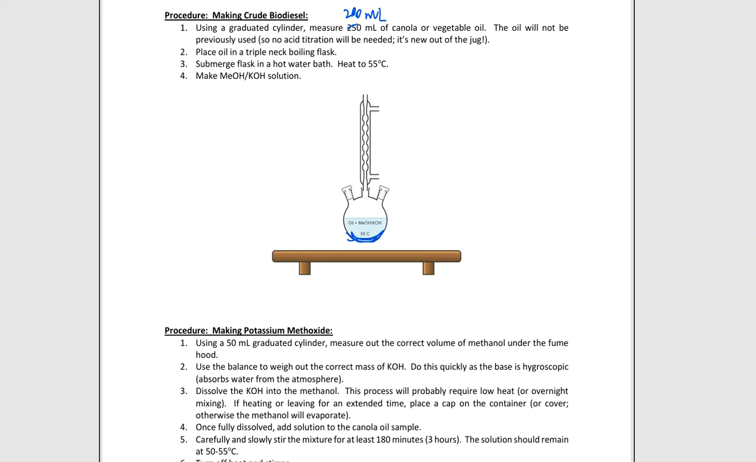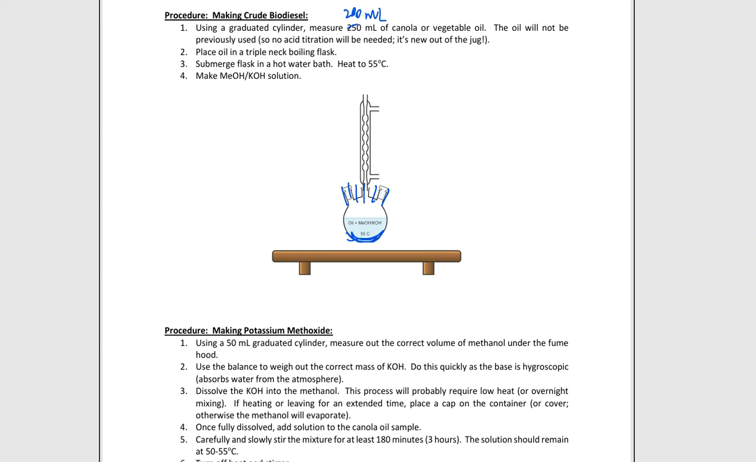And then triple neck. Triple means 3. 1 and 2 and 3. So there's a reason that we want this, and we're going to talk about some of these reasons here in just a minute. But this is maybe your first time using a triple neck flask.